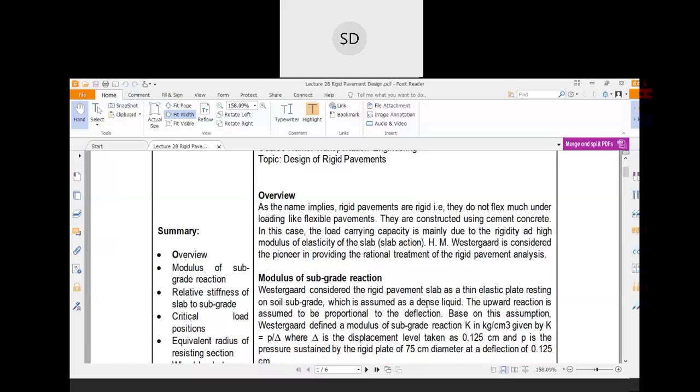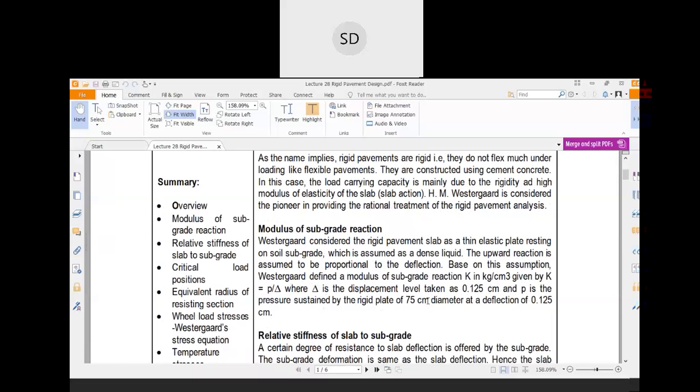In the rigid pavement design, one important parameter is the modulus of subgrade reaction. Generally this modulus of subgrade reaction is found out by the plate load test. Therefore the plate load test in the rigid pavement design is very important.